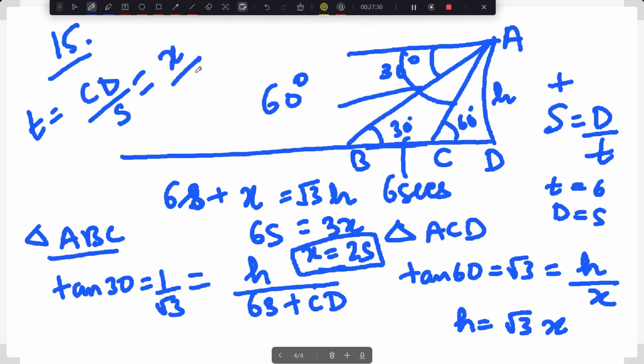What is this? Time taken to cover CD is x by s, right? So what is x? 2s by s. 2 seconds. एक सेकेंड. This is 2 actually. This is 3. 6s plus x equal to √3h. h की वैल्यू √3x सब्स्टिट्यूट करेंगे तो ये 3x हो जाएगा. x जब यहाँ जाएगा तो 2x हो जाएगा, तो x is equal to 3s हो जाएगा. यहाँ 3s हो जाएगा, तो टाइम is equal to 3 seconds हो जाएगा. Understood?